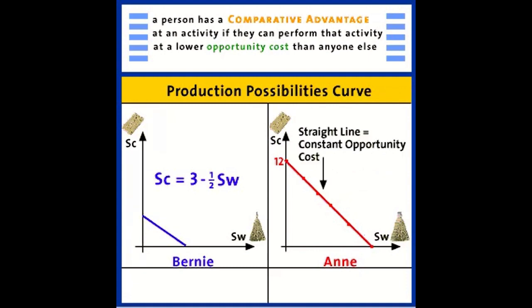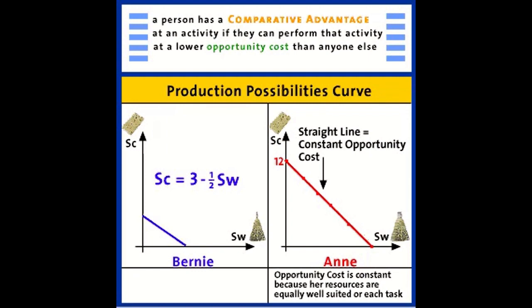Ann would just as soon scrub a room as sweep a room. She can just as easily, with her time and talent, do either. There is no change in opportunity cost. If Ann does more sweeping, she always does so by giving up 1 scrubbed room for each additional room she sweeps. Her opportunity cost is constant.